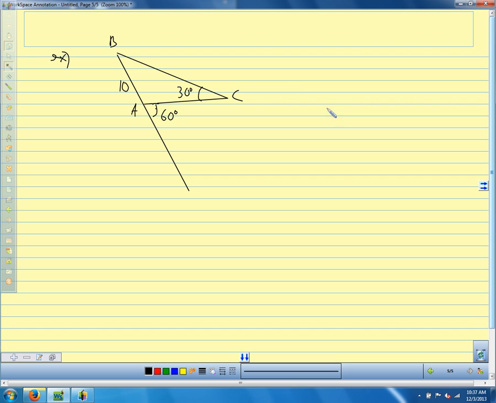And we want to find the length of AC. We want to find the length of this side. So how are we going to go about doing that? Doesn't seem like we have a lot of stuff to work with. What can we figure out?